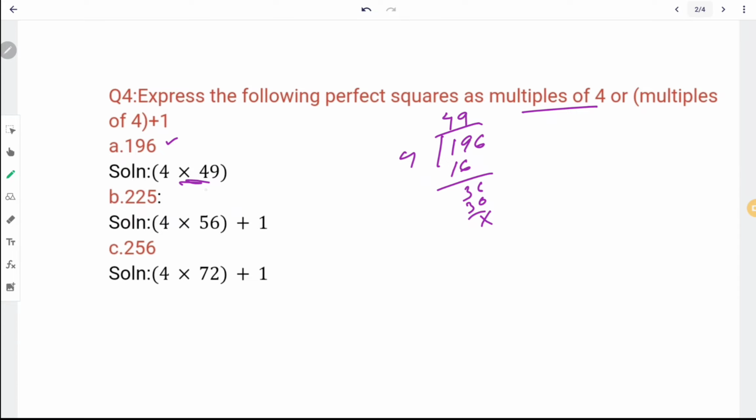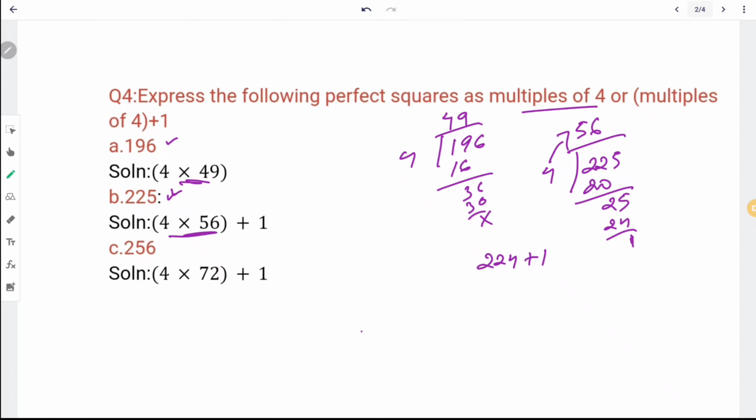4 into 49, multiples of 4. Now let us try for 225 again. 225 by 4, 4 5s are 20, then we have 2, then 5, 4 6s are 24. Can you see the remainder is 1? So when you multiply 4 into 56, we get 224, and then the remainder is 1. Remember, the question is 225, I need one more, so plus 1. So 4 into 56 plus 1, I get 225.